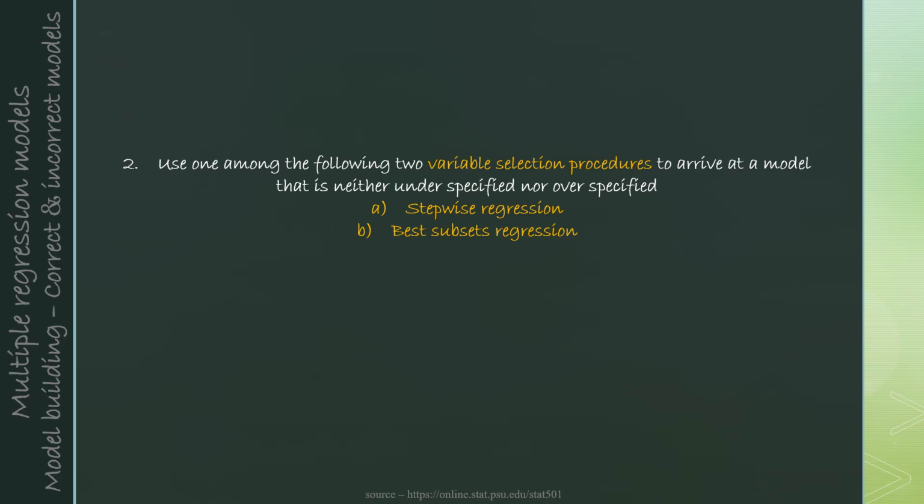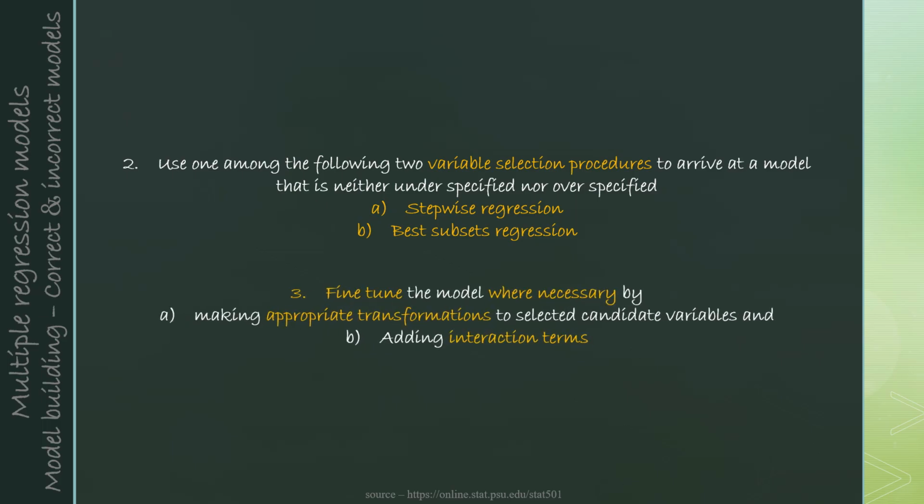Use one of the following two variable selection procedures to arrive at a model that is neither underspecified nor overspecified: A. Stepwise regression. B. Best subsets regression. Fine-tune the model only where necessary by making appropriate transformations to selected candidate variables and adding interaction terms.